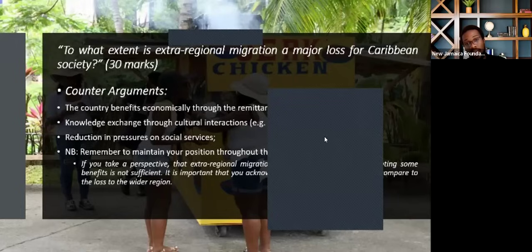Even if you say, well, it's to a limited extent that immigration is a major loss in the Caribbean, and those who argue that it is a major loss argue these points, and this is what it means. I say, or this essay says, it's to a limited extent because these are the benefits that you can see. That still allows you to take a somewhat middle ground perspective, but you still have to declare to what extent you're really working.